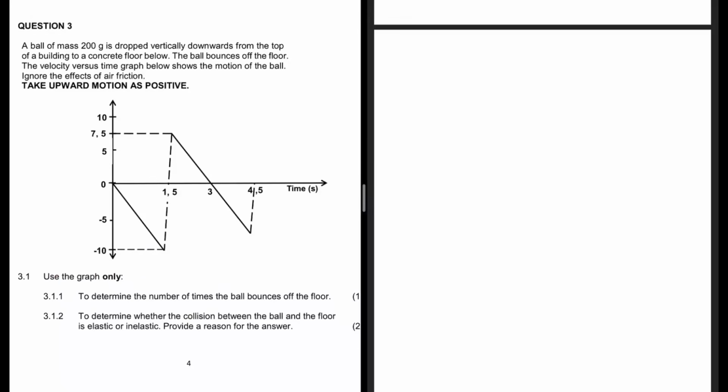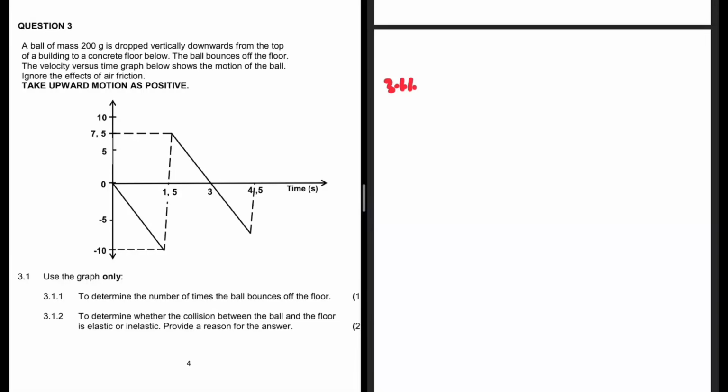A ball of mass 200 grams is dropped vertically downwards from the top of a building to a concrete floor below. The ball bounces off the floor. The velocity time graph below shows the motion of the ball. Ignore the effects of air friction. Take upward motion as positive. 3.1.1. Use the graph only. We're supposed to determine the number of times the ball bounces off the floor.